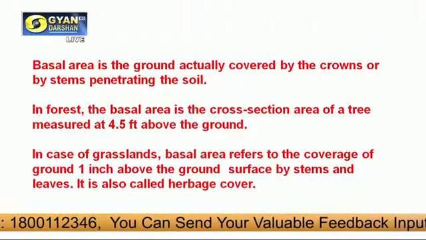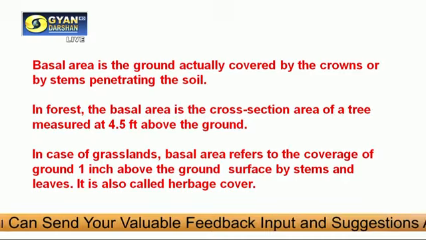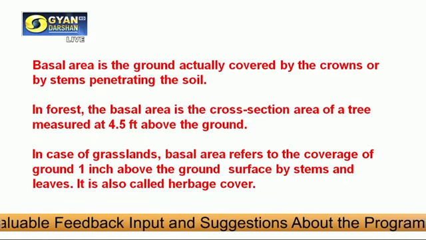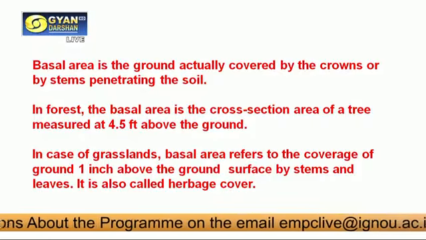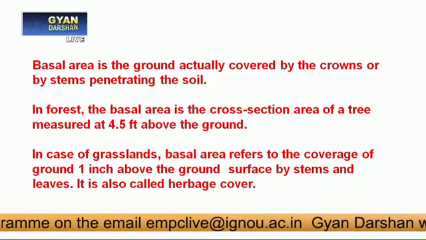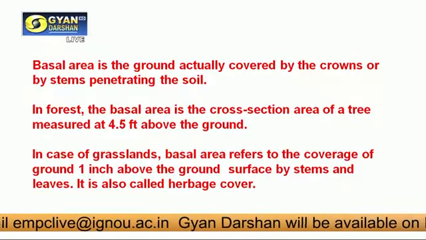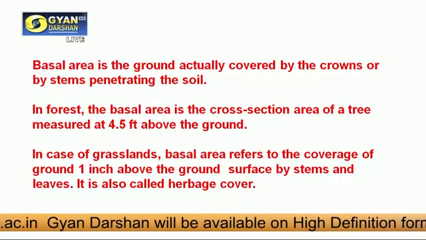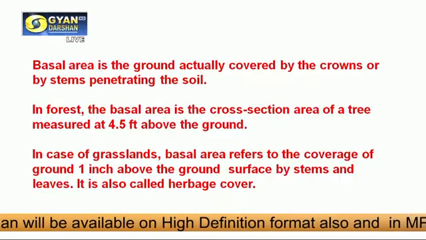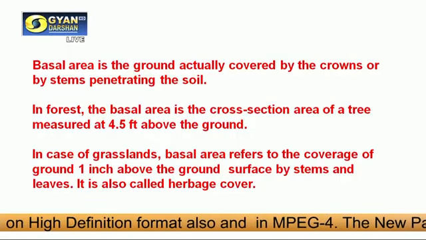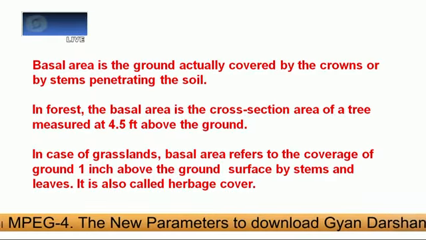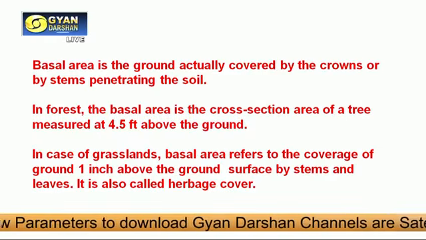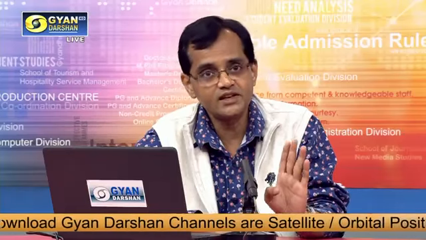What is basal area? Basal area is just the reverse. That is the ground actually covered by the crowns or by the stems penetrating the soil. So it is more close to the ground. It is not the aerial part. In forest, the basal area is the cross-section area of a tree measured at 4.5 feet above the ground. In case of grasslands, basal area refers to the coverage of ground 1 inch above the ground surface by stems and leaves. Mind that it is not the underground parts. It is basically the leaves and stems.